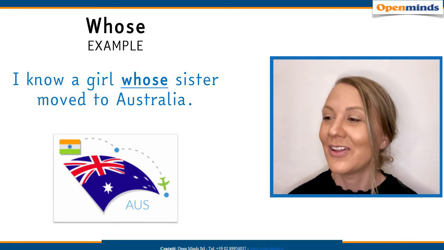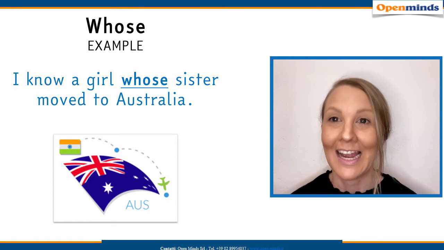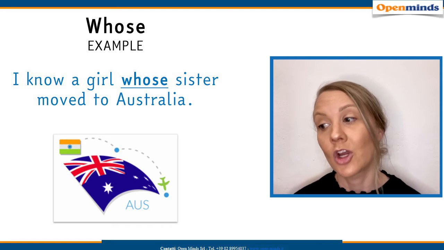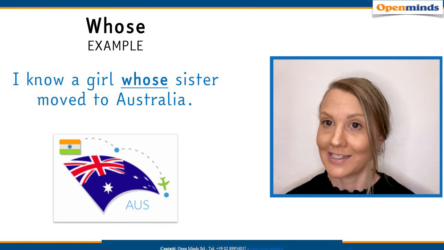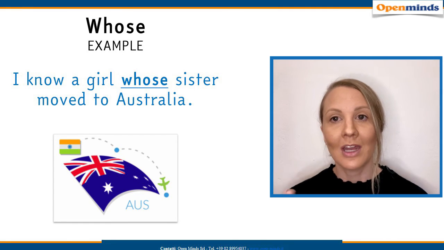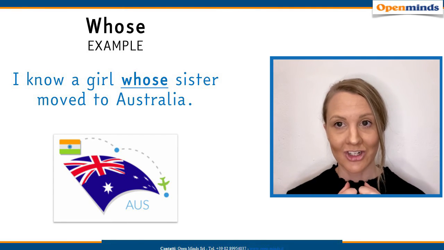I know a girl whose sister moved to Australia. So in this example, whose sister is the possession of the girl. So it's her sister. We are replacing her in this example. So remember that whose is for possessions.